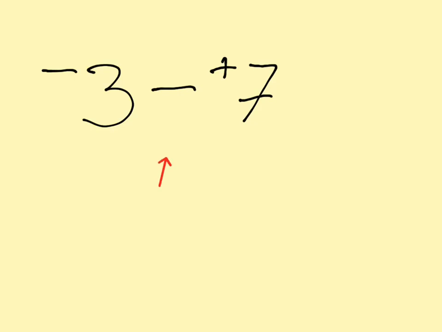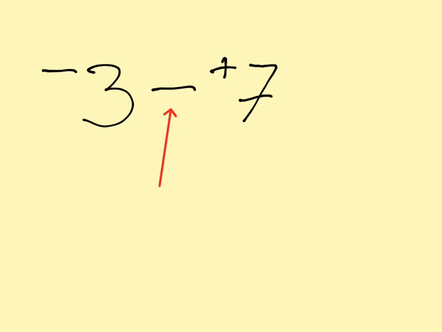So I'm going to start here pretty slowly, and I'm going to write actually really big because I want to talk about this. If I have -3 minus +7, this thing here is called an operation. And the operation is tied always with the number that comes after it. So the operation is tied to the next number.